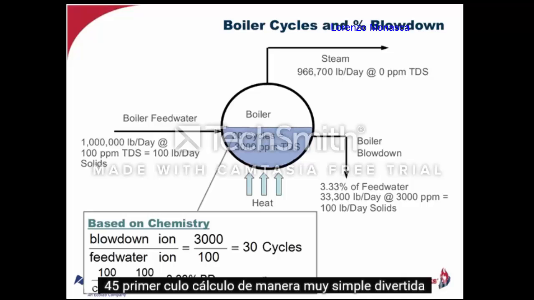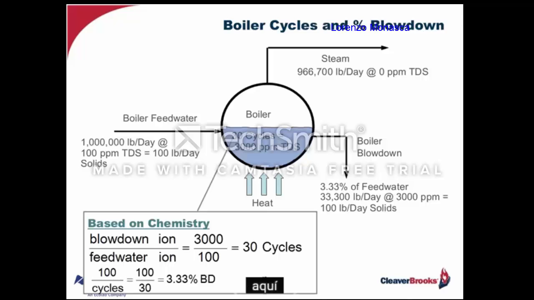So very simple calculation. When you blow down more water than what you need, you're wasting water, you're wasting energy. If you blow down less than what you need, you're causing scale and deposition. So you want to be at the right point for your particular chemistry, for your boiler design, for your operational conditions.